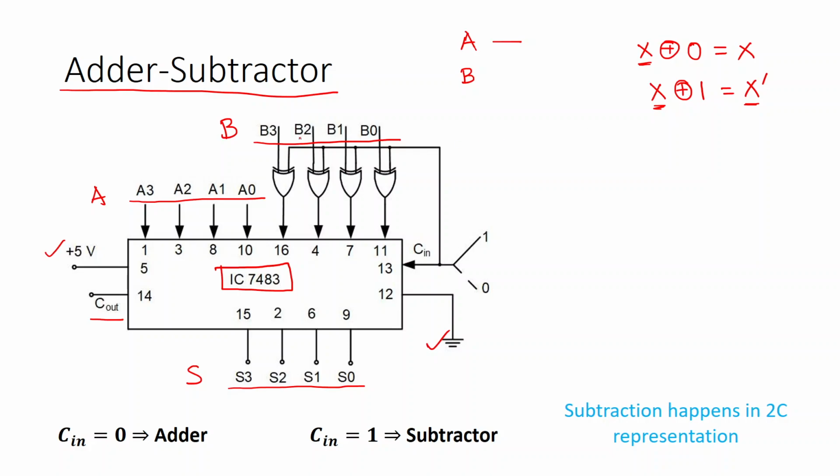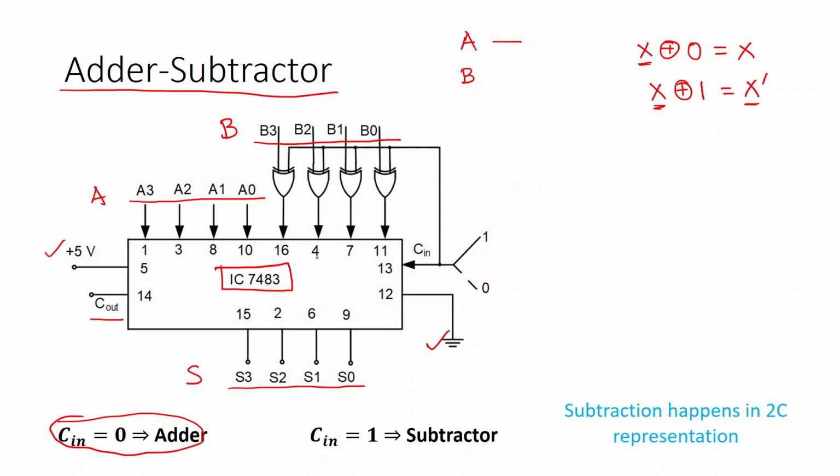This means that every bit of B is passing as it is if your Cin is 0. So when I am doing the addition operation, every bit is passing as it is, and that is what I need. So then this chip does the addition operation.